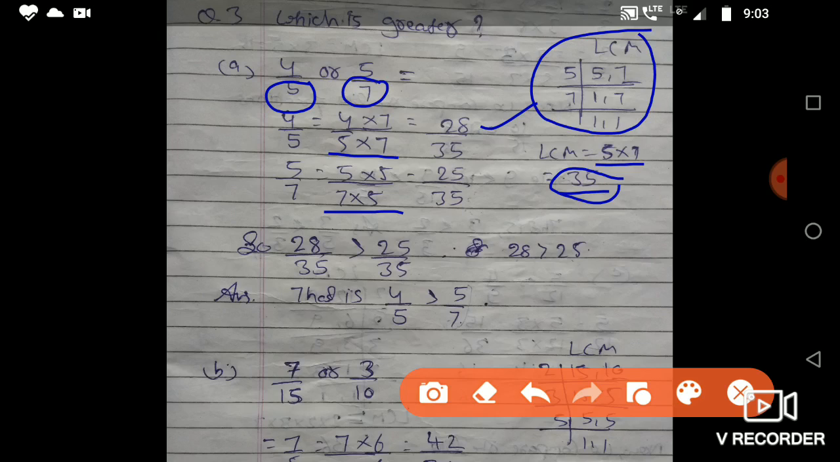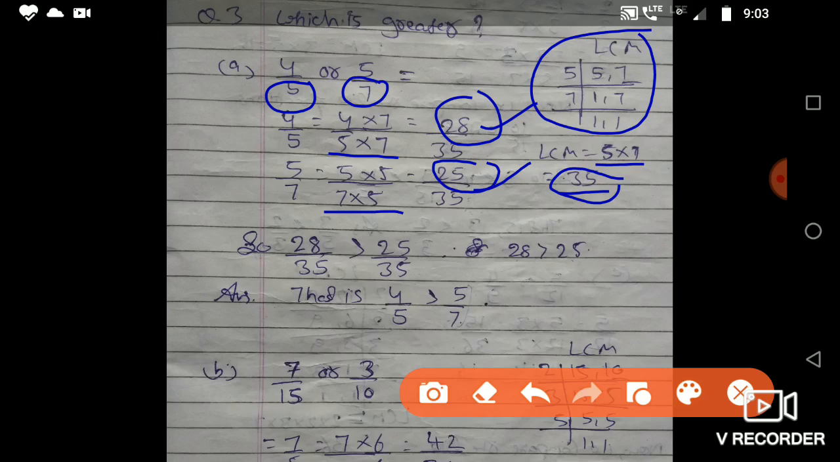Again, same, we apply in the numerator 5 into 5. Our answer is 25 upon 35. This is our new fraction. So here we compare the first fraction to the second fraction. First fraction is given 28 and second number is given 25. So 28 is greater than 25.